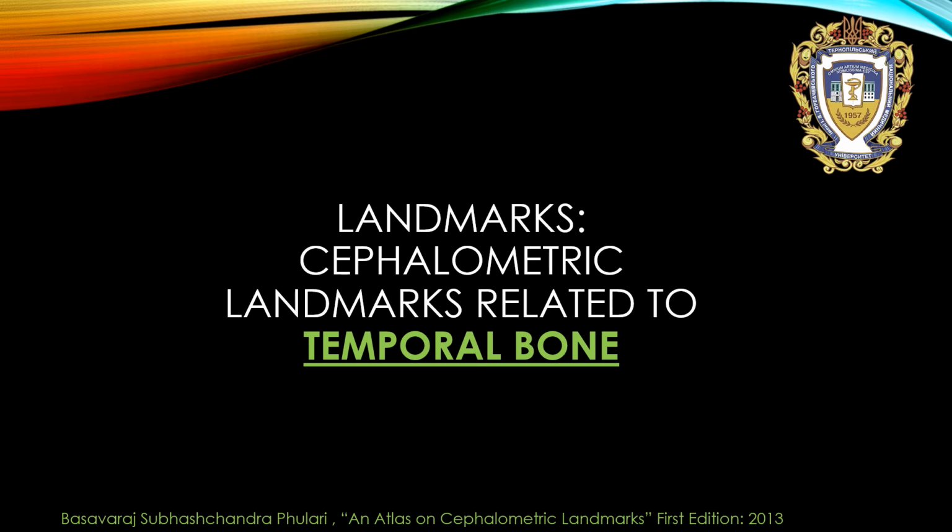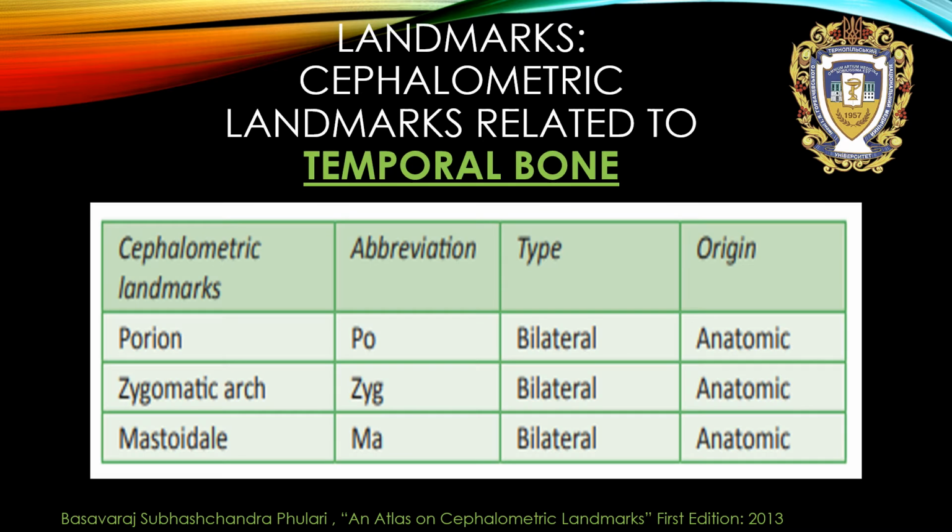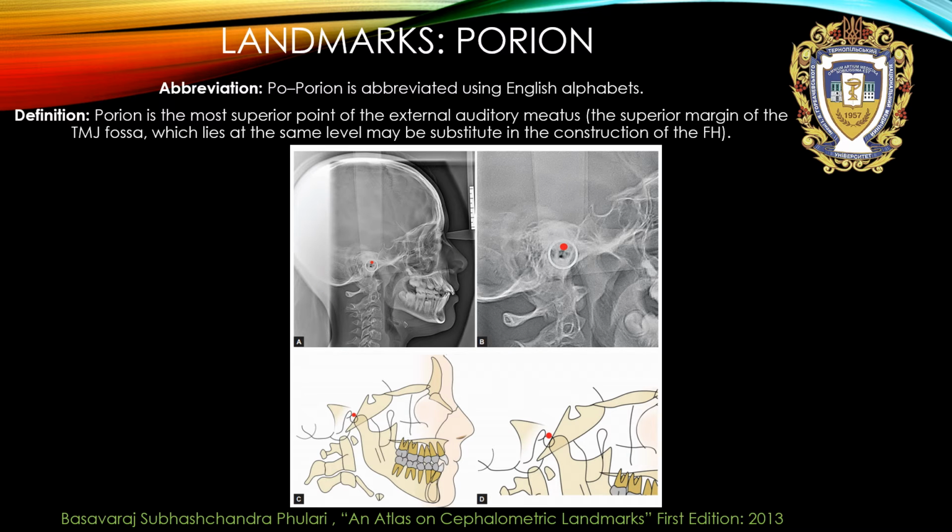Landmarks related to temporal bone. There are only 3 points too: porion, zygomatic arch and mastoidale, and the most important is porion point, the most superior point of the external auditory meatus. The superior margin of the temporomandibular joint fossa, which lies at the same level, may be substituted in the construction of the Frankfurt horizontal line.